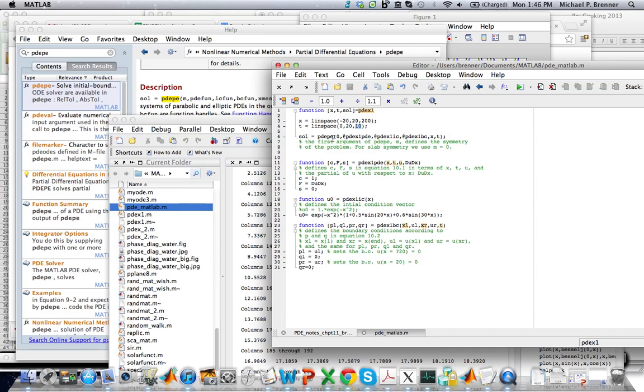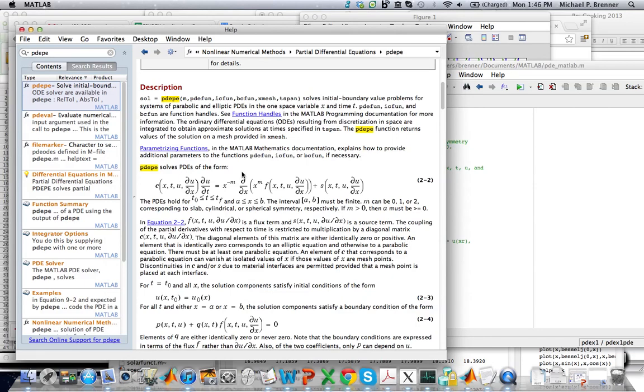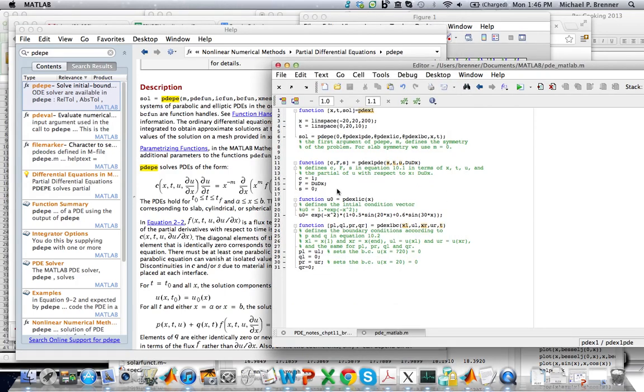This calls pdepe. And there are 3 different subroutines in this program that need to be initialized. One is called pde1pde. This specifies the PDE. So this specifies c is 1, f is du/dx, and s is 0. That basically gives it the diffusion equation. Because if c is 1, then this is du/dt, and this is the second derivative of u with respect to x, and there's no source. So that specifies the equation.